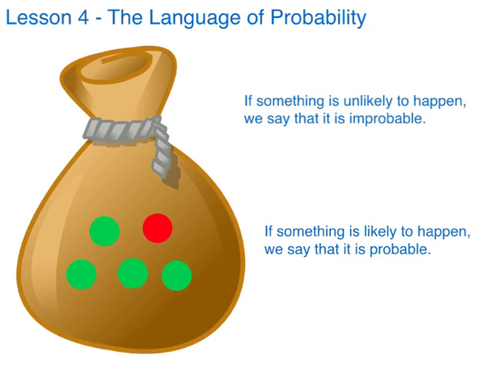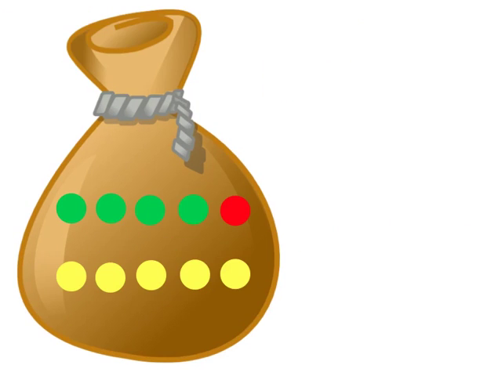If something is likely to happen, we say that it is probable. It is probable that if I reach my hand into the bag, I will pull out a green coin. Now let's add 5 yellow coins to the bag, so in total we have 10 coins. It is still unlikely that we pull out a red coin. Let's see if we can calculate the chance or the probability of a red coin being pulled out.